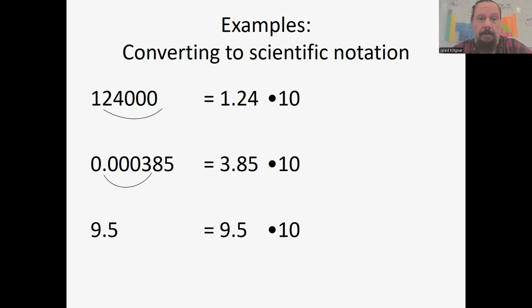So let's figure out the power of 10 now. How many places did we move the decimal point? In this first one, we moved the decimal point 1, 2, 3, 4, 5 places. So we have to multiply by 10 to the 5. Here, we move the decimal point over 1, 2, 3, 4 places. It's a decimal, so we get our negative exponent. So it's 10 to the negative 4. Lastly, we didn't move the decimal point at all. So we're going to multiply by 10 to the 0. Nice and easy.